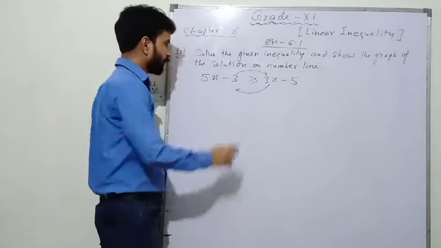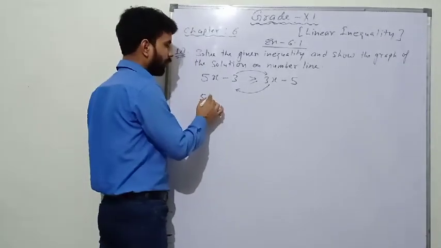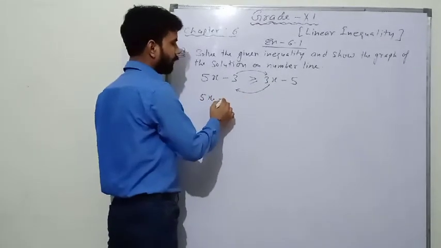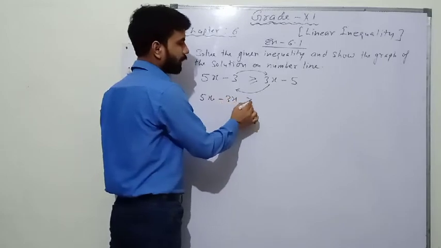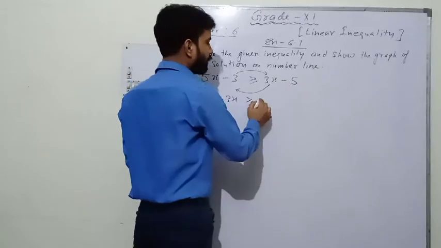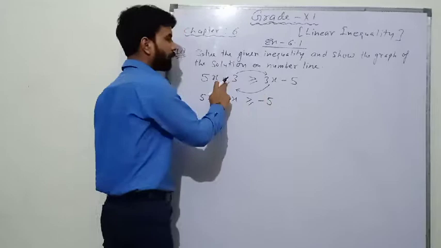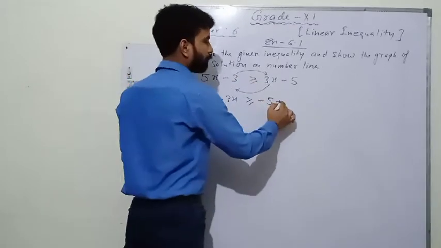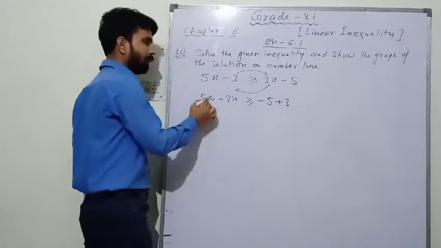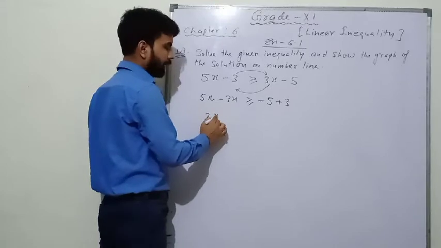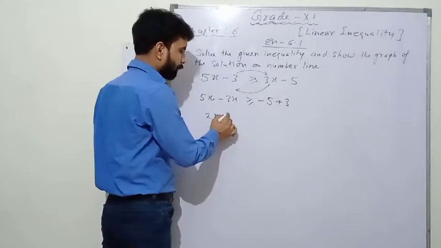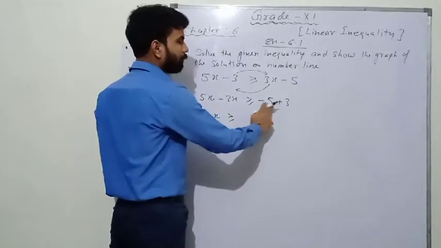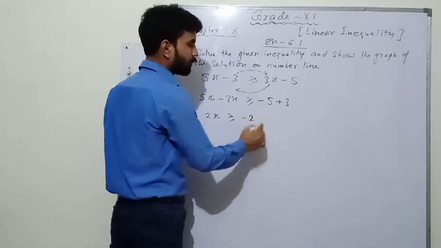So this will be 5x, and this 3x will be minus 3x, greater than equals to. Minus 5 is here, it will remain the same, and this minus 3 will become positive 3. Now 5x minus 3x, we will get 2x greater than equals to minus 5 plus 3, we will get minus 2.